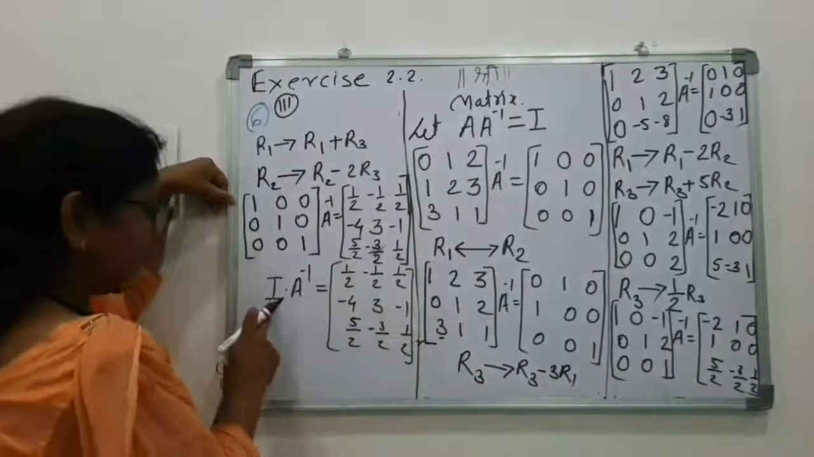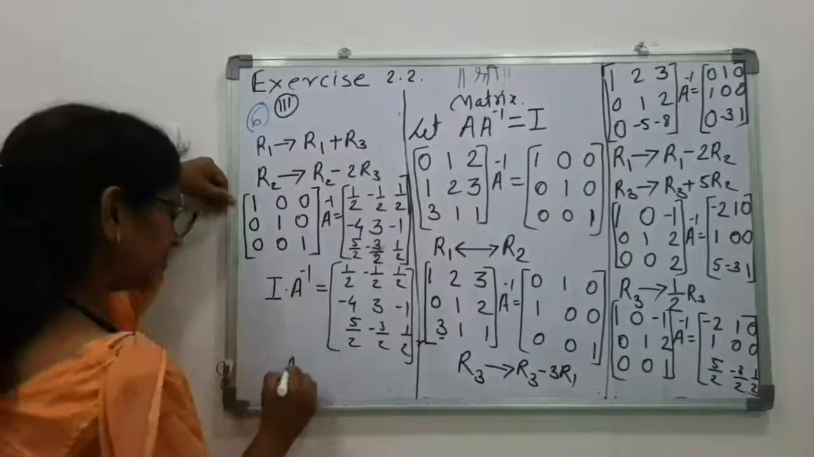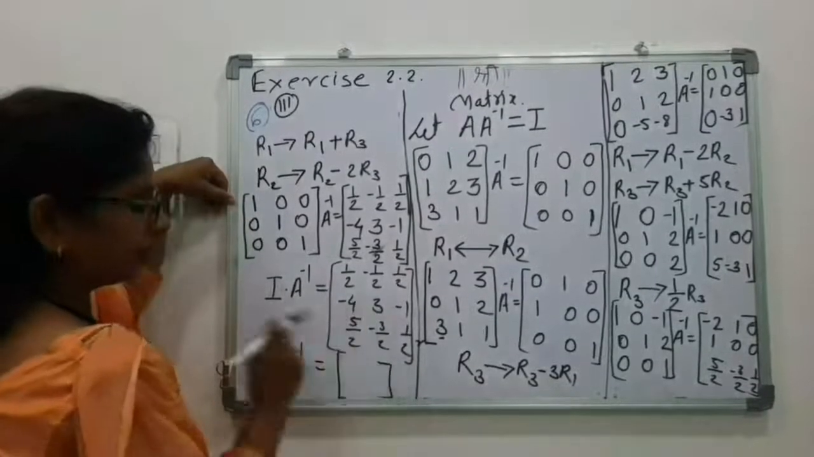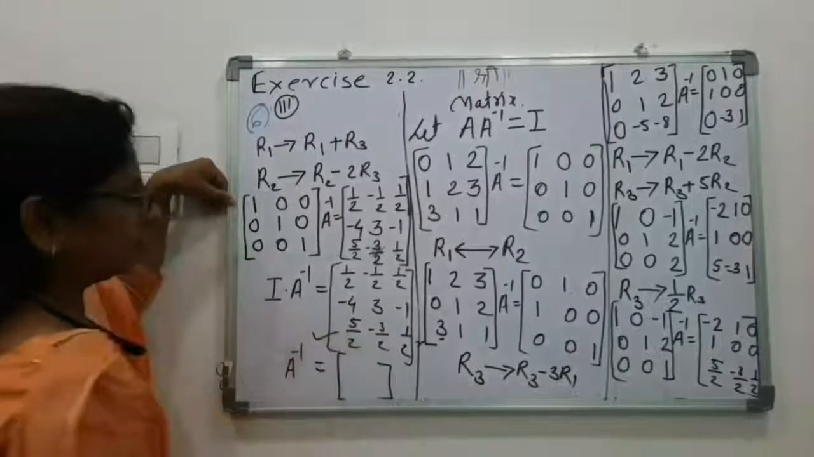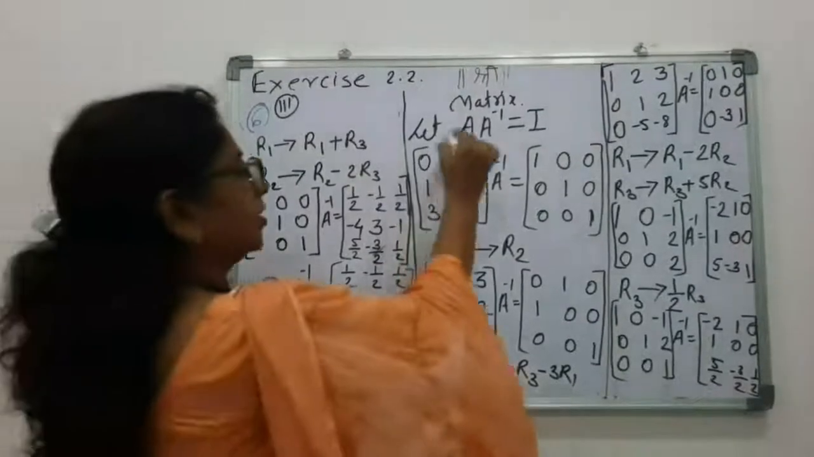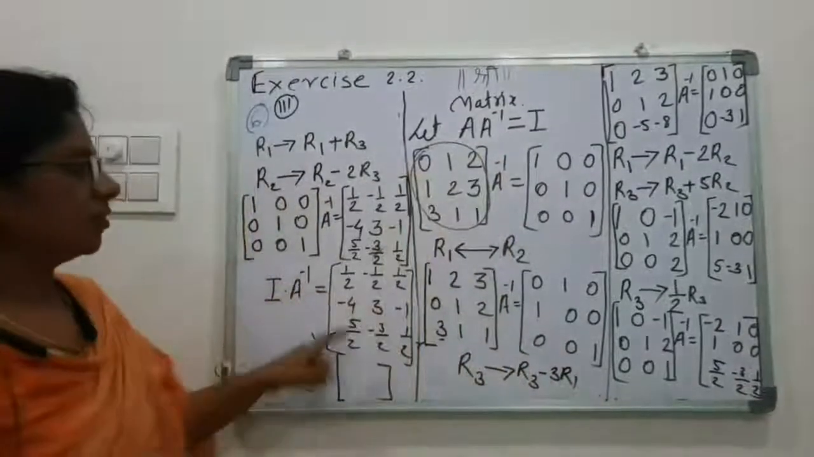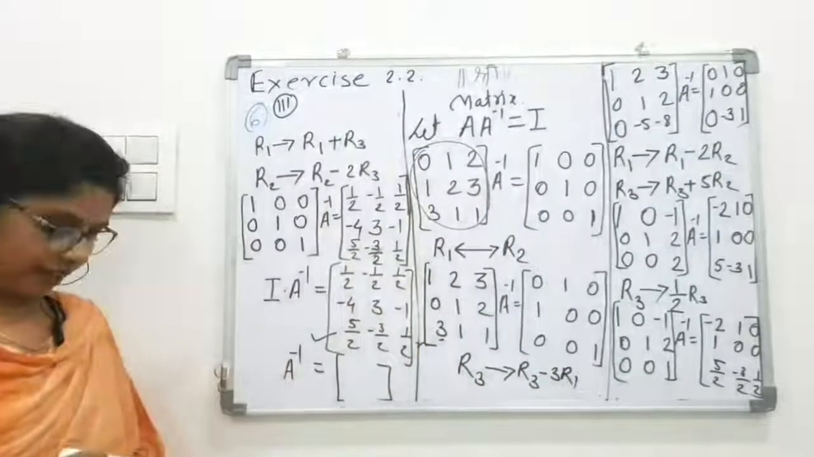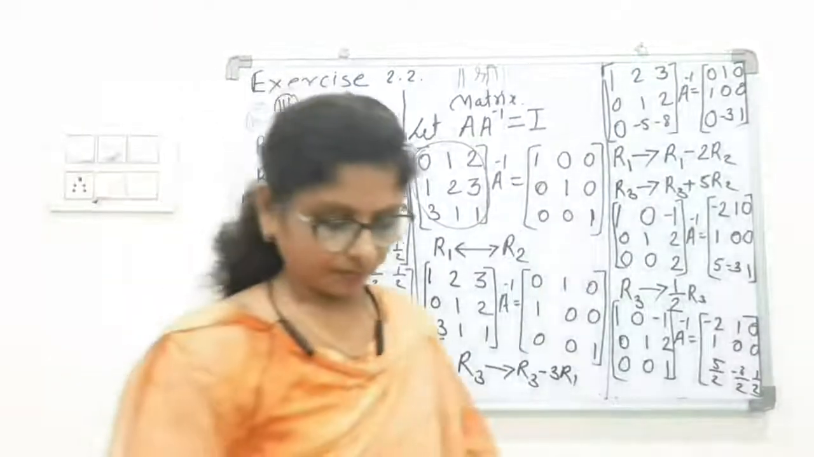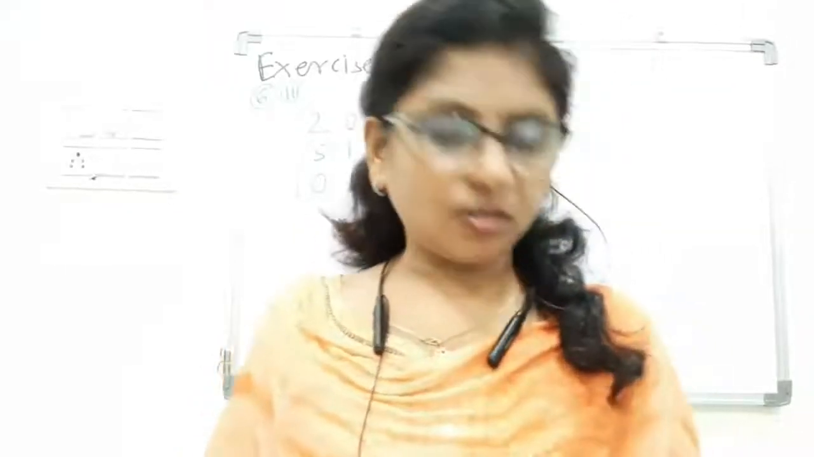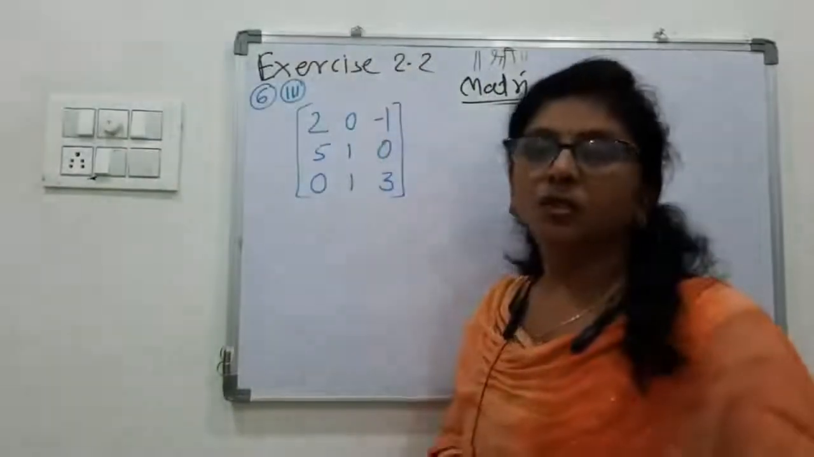So we know that I into any matrix is the same matrix. So the same matrix we will write here. Means this is the inverse of the given matrix A. This matrix A, this is the inverse of that matrix A. Okay students? Come to the last matrix, example number 6 of exercise number 2.2.